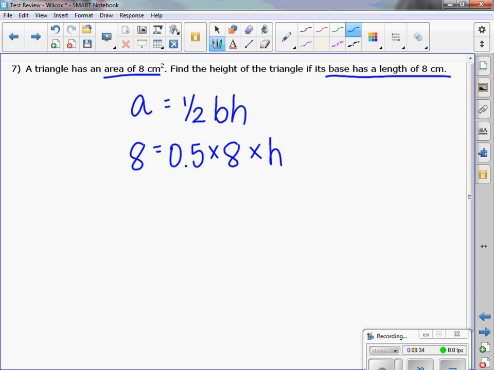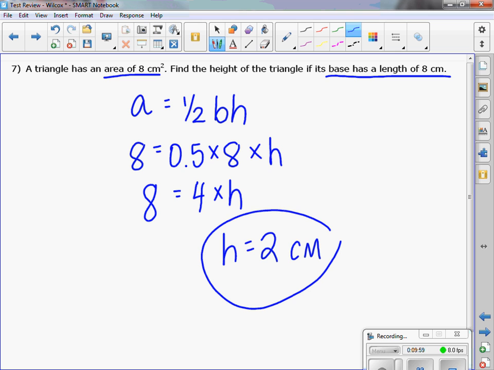1/2 times 8 is 4. So 4 times the height is equal to 8. I want to know what height times 4 would give me a total area of 8. When you divide that out and solve for that, your height is equal to 2. So in this problem, you're kind of working backwards. You're given the area, and you're solving for one of the dimensions.